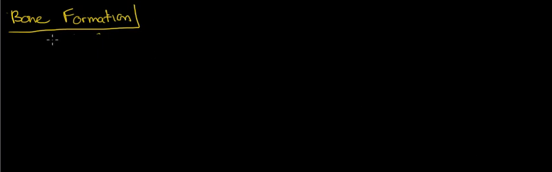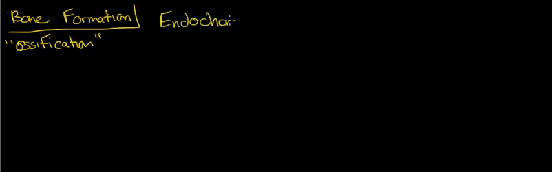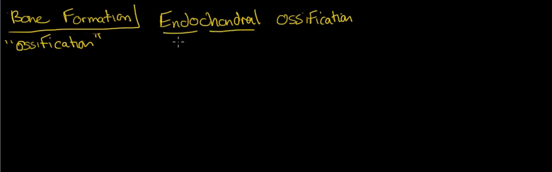Today we're going to be talking about bone formation, or ossification. There are two types of ossification. There's endochondral ossification, where the prefix endo means within, and chondral refers to cartilage.